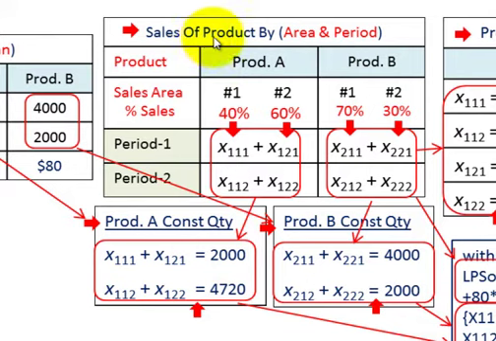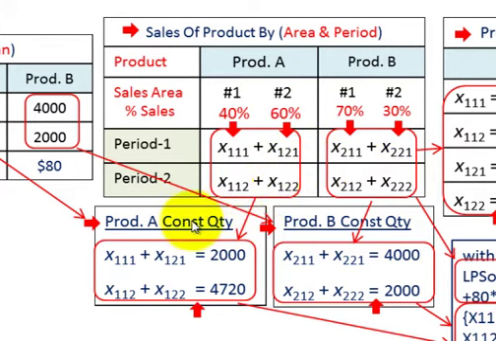Now we'll go through an abbreviated example of what we've just done to get a better understanding. We're looking at an example where I have two products, product A and product B, and two different sales areas for each of those products, with the percentage of sales shown here. Again, we'll be looking at 2 periods. I've set up the indexing for those variables, x111 plus x121 and so forth for product A and product B for each of those sales areas.